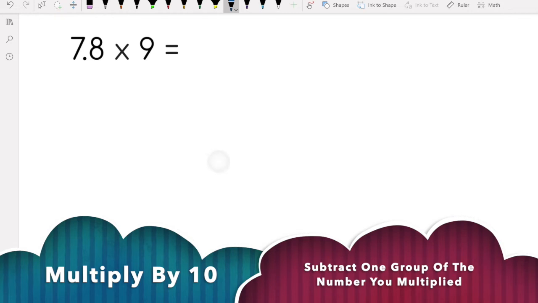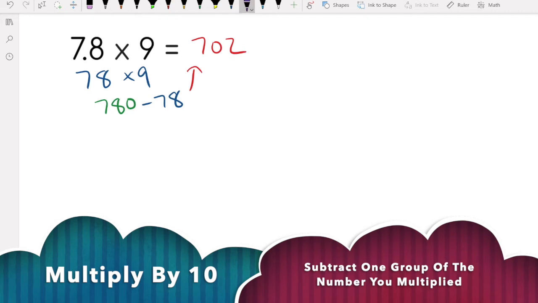7.8 times 9. We're going to consider just 78 times 9. So just like before, you times 78 by 10, and then you subtract one group of 78. See if you can do this in the head. Pause the video. See if you get 702. And now we consider where the decimal goes. So this is a little less than 8, and 8 times 9 equals 72. So this has to be a little less than 72, so the decimal has to go here, 70.2.